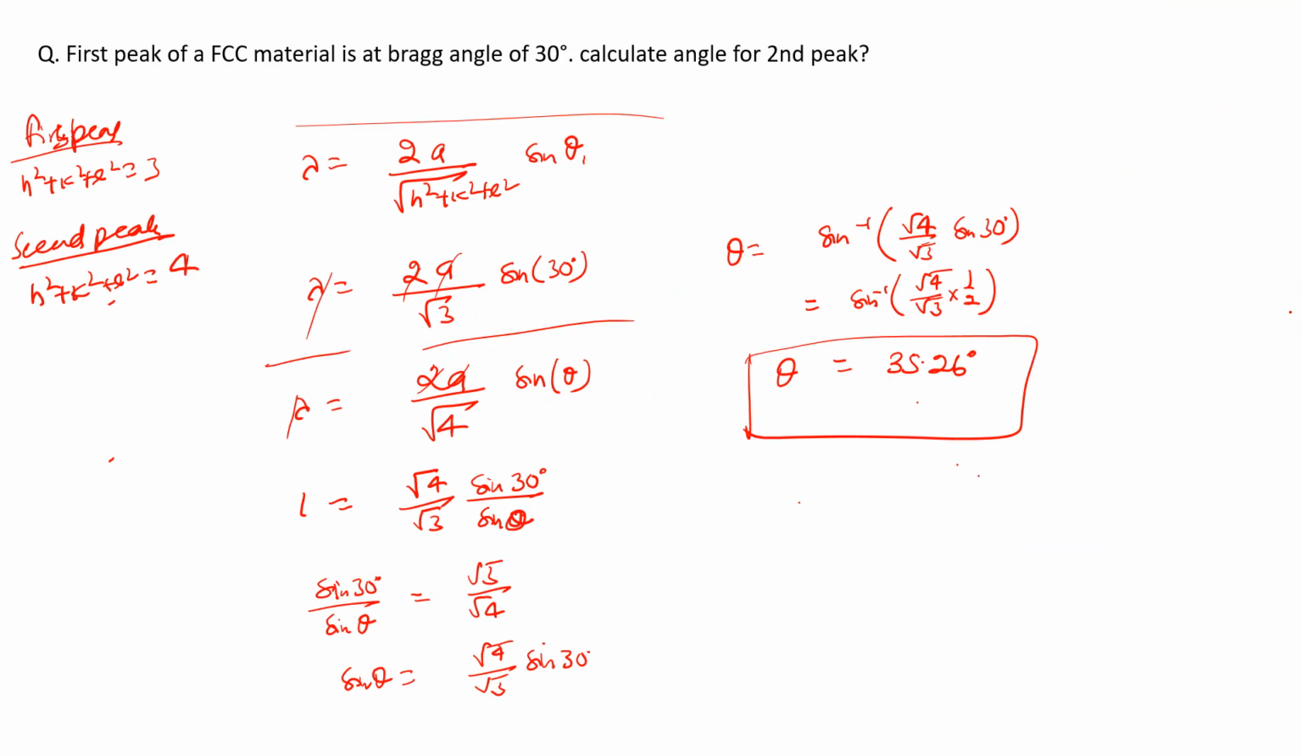Now, next: the first peak of an FCC material is at a Bragg angle of 30 degrees. Calculate the angle for the second peak. For the first peak, what is the condition? h square plus k square plus l square equal to 3. Then for the second peak, it will be 4. So lambda is equal to 2a by square root of h square plus k square plus l square, into sine theta. This is the formula. So we'll just put these two and we'll get the answer.